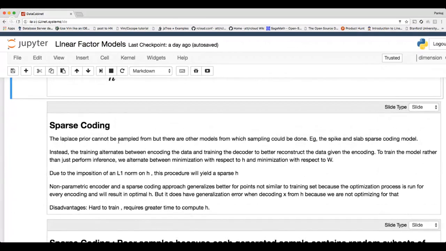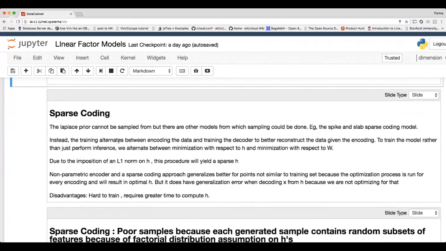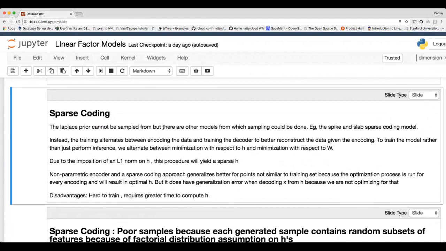There's also this thing that in some of the other methods, if you figure out the distribution of H, you can sample from H and then come back and make some representative data X. But here it's not possible to do that with a Laplace prior, because it doesn't have zero value anywhere. A Laplace prior will have values for each of the different H components. That's why it's hard to sample from it.